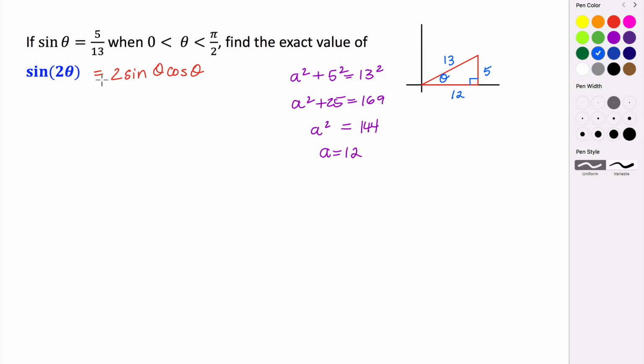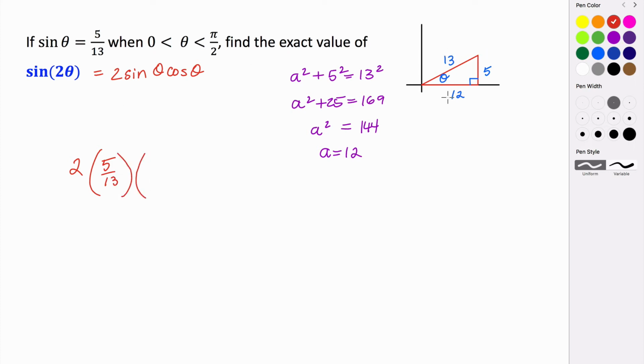So we can use this here. So we're looking at the sine of 2 theta. So we're trying to find the sine of the measure that is twice the measure of theta. And we use this formula, 2 sine theta times the cosine of theta. So let's go ahead and evaluate this. So it's 2 times the sine of theta. The sine of theta is 5 over 13. We were also given that in the beginning. 5 over 13 times the cosine of theta.